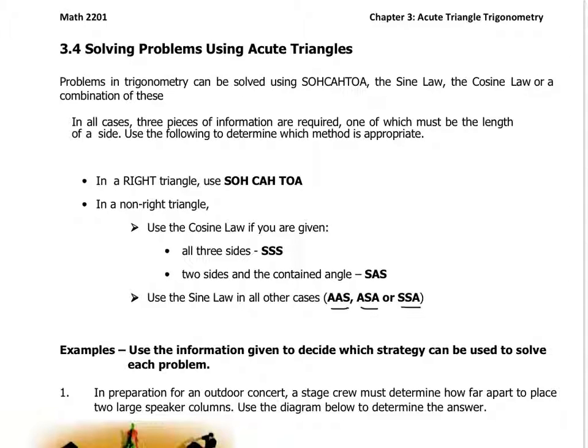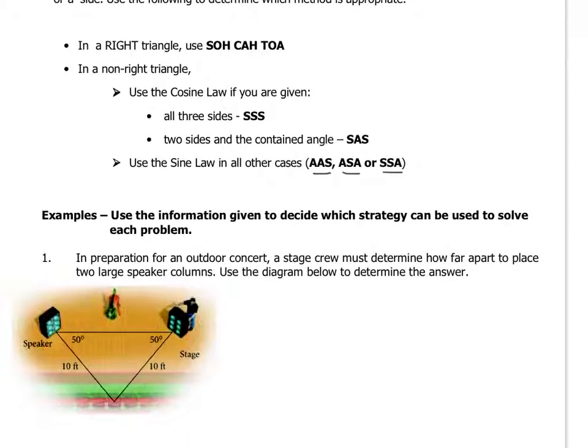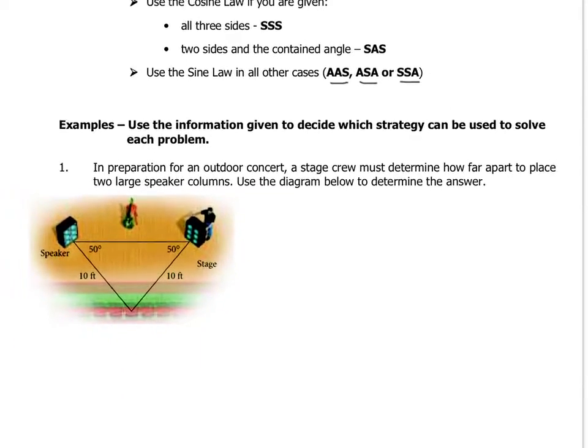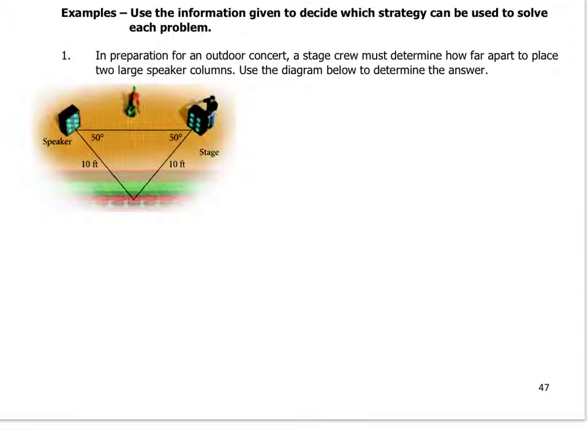So let's try a couple of examples. The first example says, in preparation for an outdoor concert, a stage crew must determine how far apart to place the 2 large speaker columns. Use the diagram below to determine the answer. These are the speaker columns right here, and we need to find this distance right here.